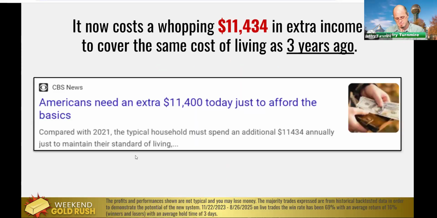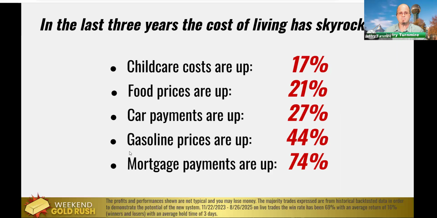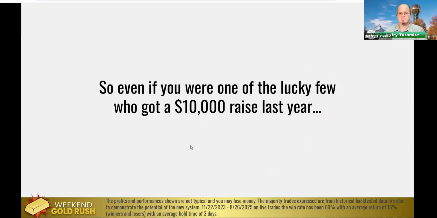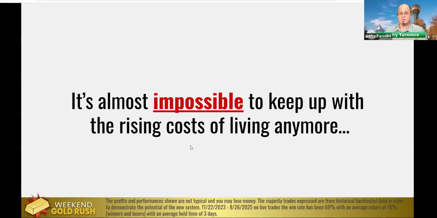The PCE that came out today, 2.9 on the core, still going higher. Childcare costs up, food prices up, car payments up, gasoline prices up, mortgage payments up. I mean, you name it, up. Unlike anything we've seen before, and they're not coming back down. So even if you're one of the lucky few who got a $10,000 raise last year, you're still falling way behind. It's impossible to keep up with this anymore.